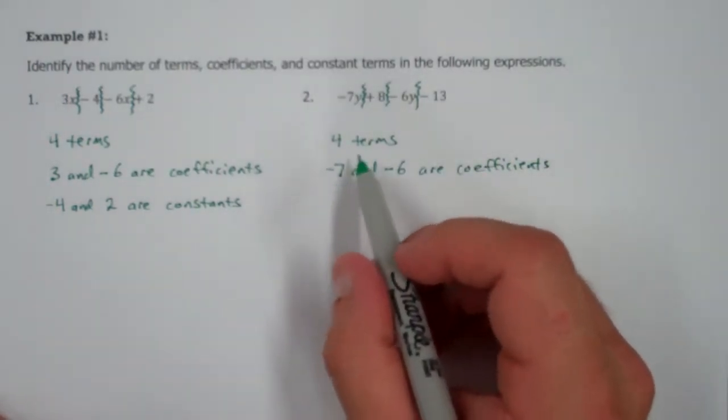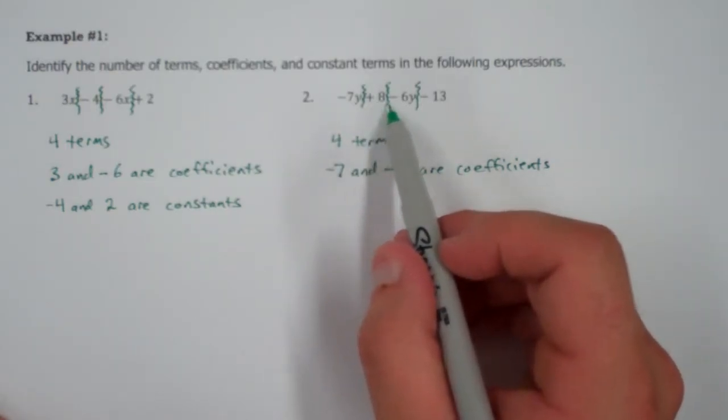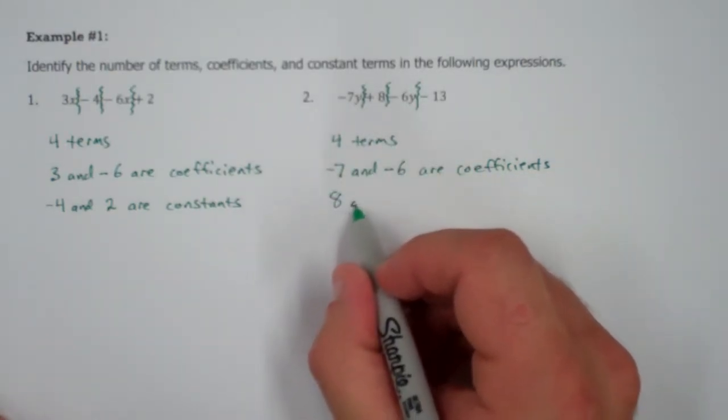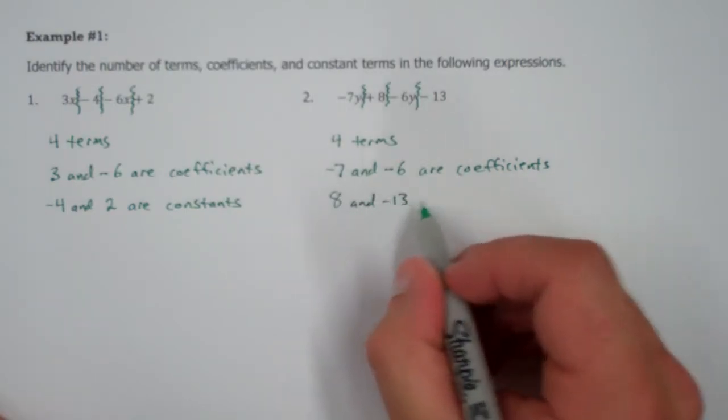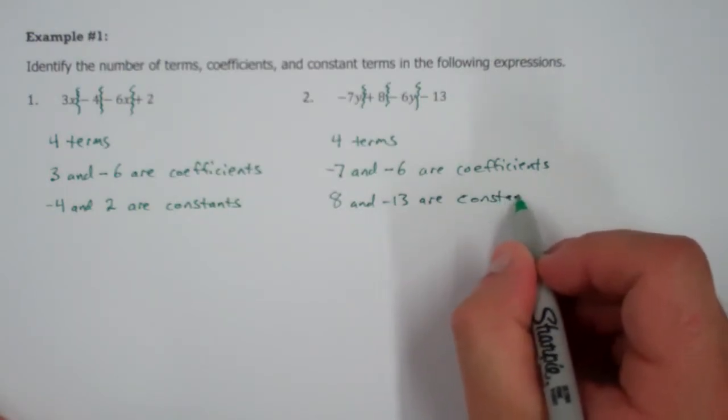And then we'll go with our constants, so the terms that don't have a variable would be positive 8 and negative 13, and those are our constants.